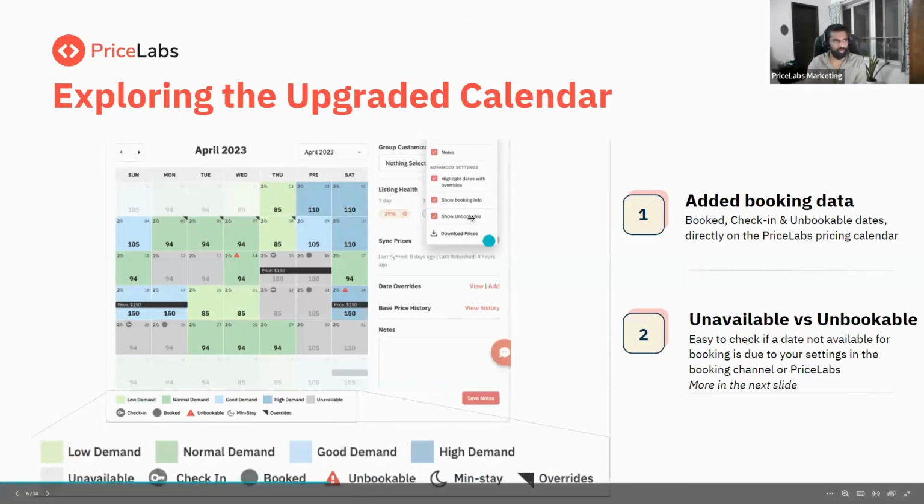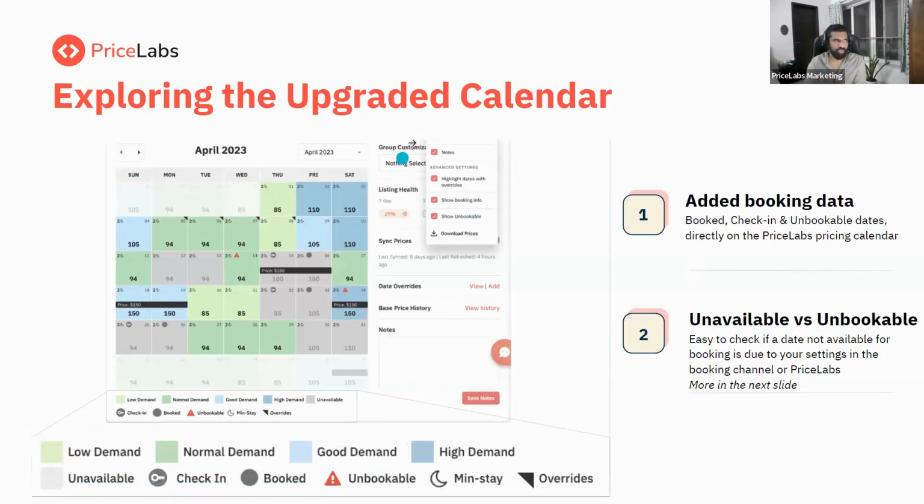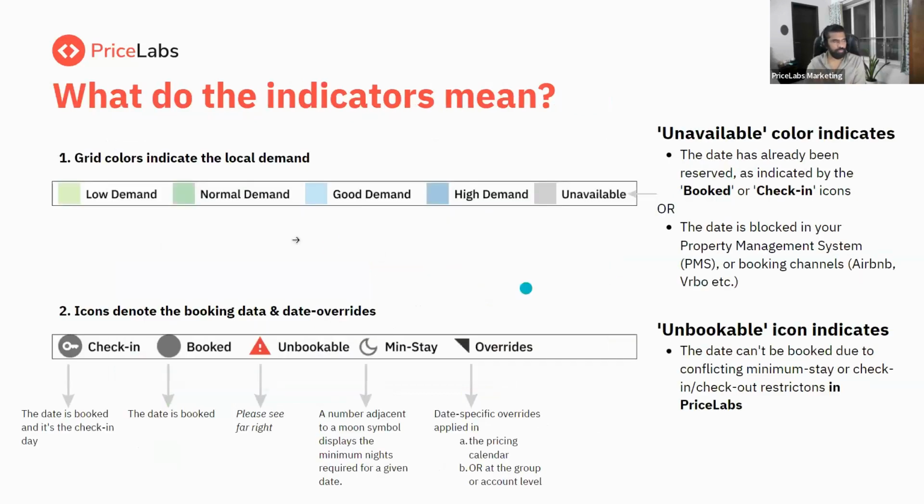And then I'm also going to hop into product and show you this, but we've also enabled it so that if this is too overwhelming for you, you can disable this, or you can enable certain aspects of it, etc., by adding some clicks. Like I said, grid colors, these were already available. They show you local demand. And then we've added certain icons that help you understand booking data and why a certain date is unavailable or a certain color, right?